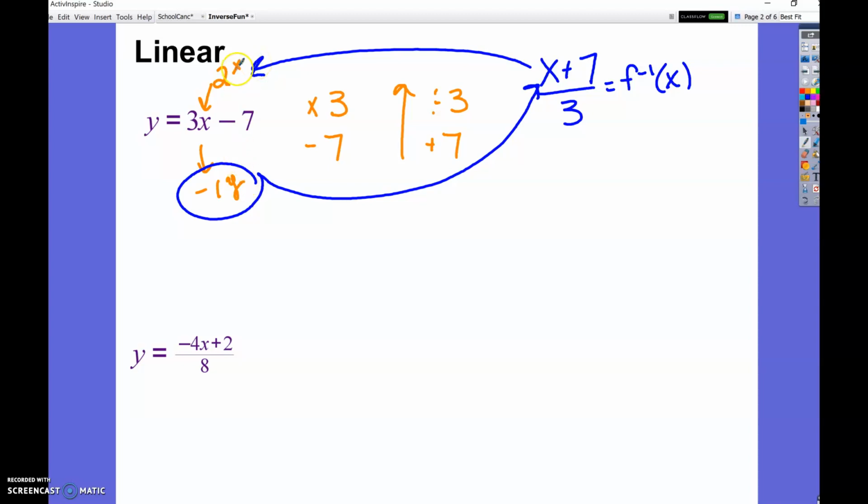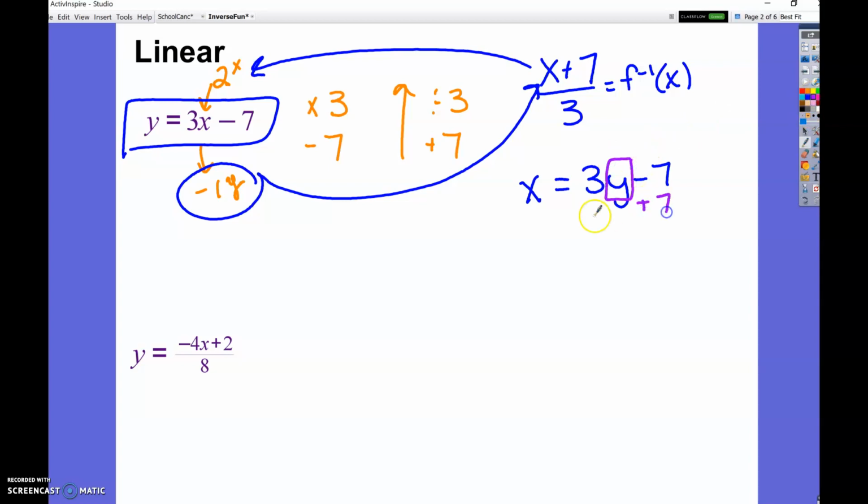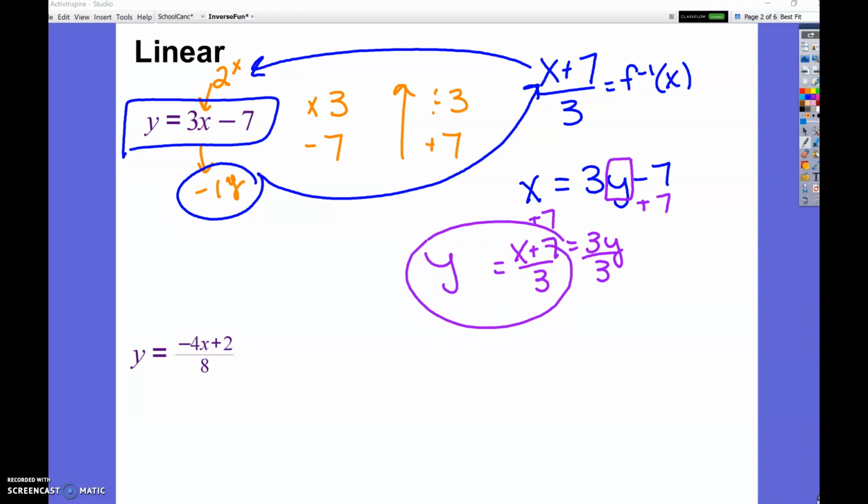So since the x input becomes the y output of the inverse, to find an inverse you can actually rewrite the function up here, but flip the x and the y first, and then solve for y all by itself. So if I want to get y alone, my first step would be to add 7. So I'll have x plus 7 equals 3y, and then divide by 3 to get y alone. And looky there, x plus 7 over 3 is our inverse.